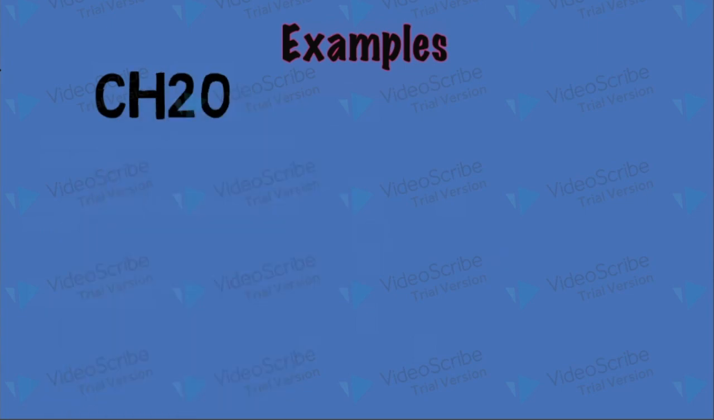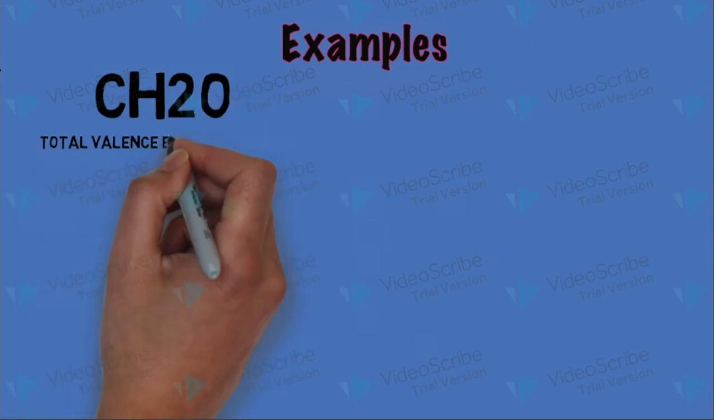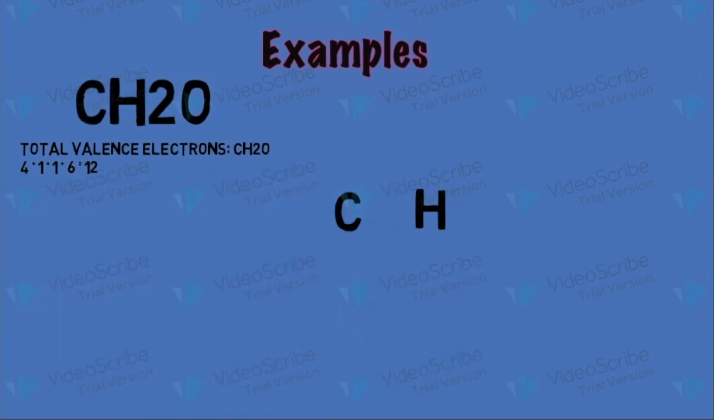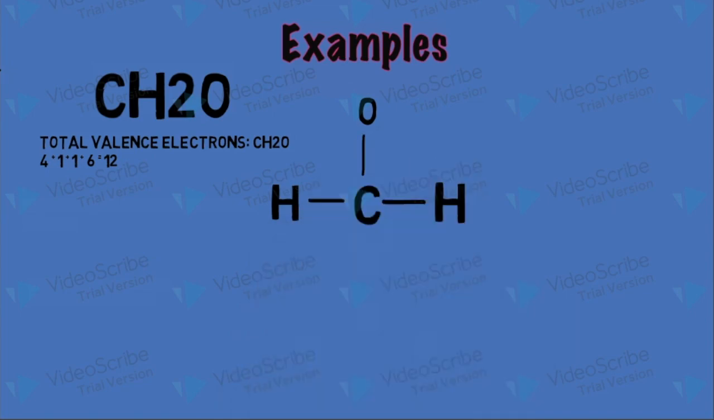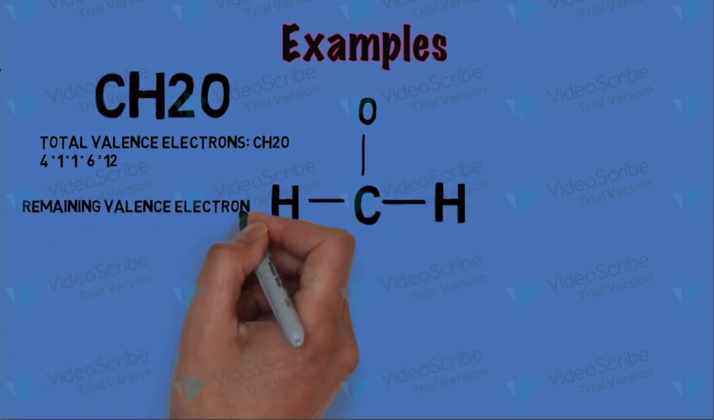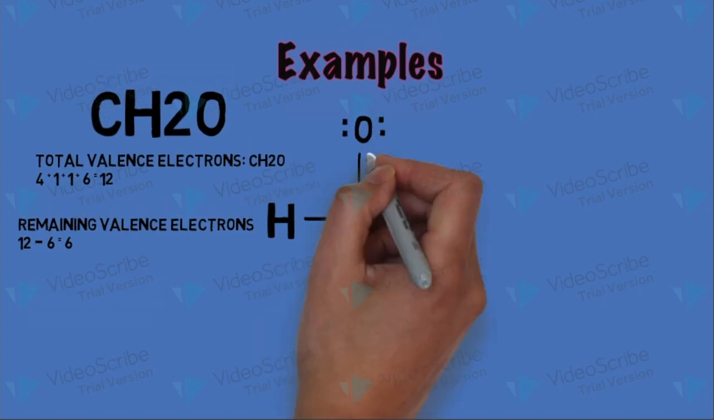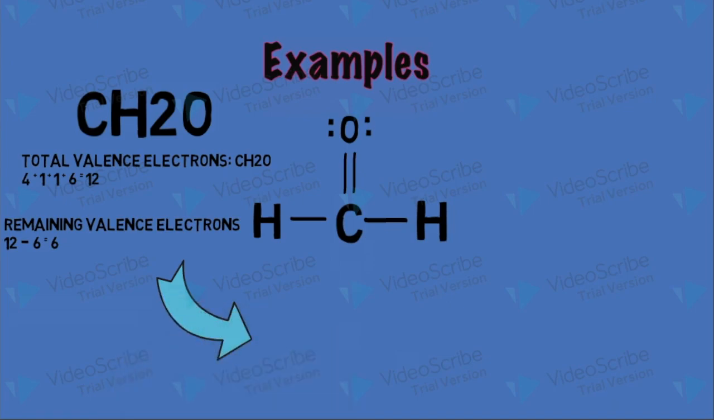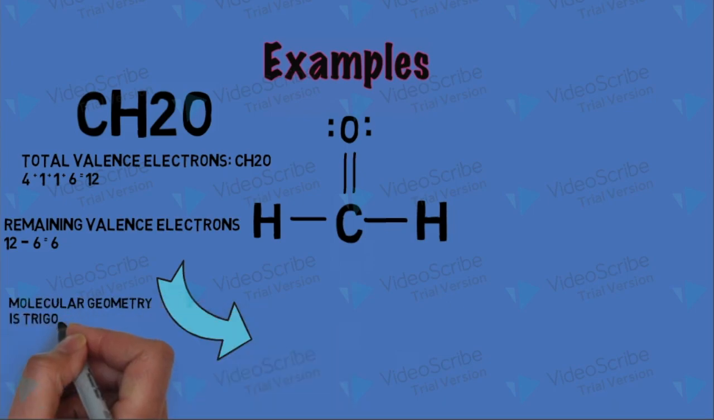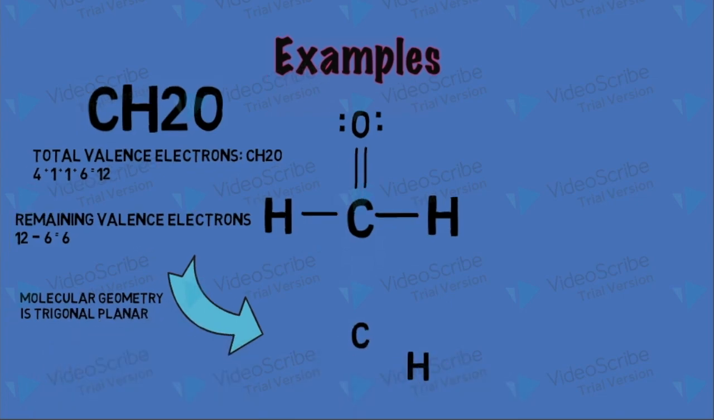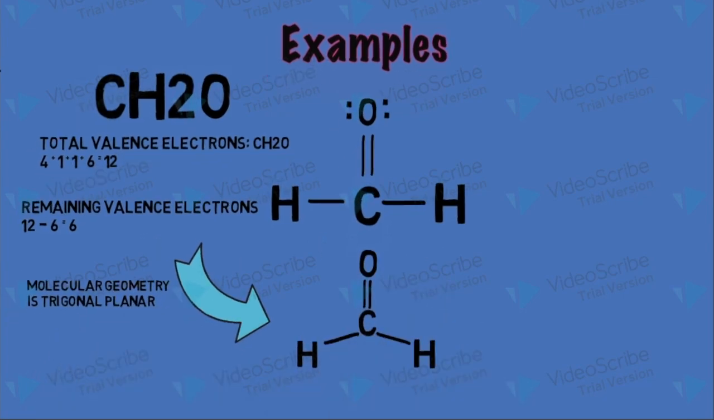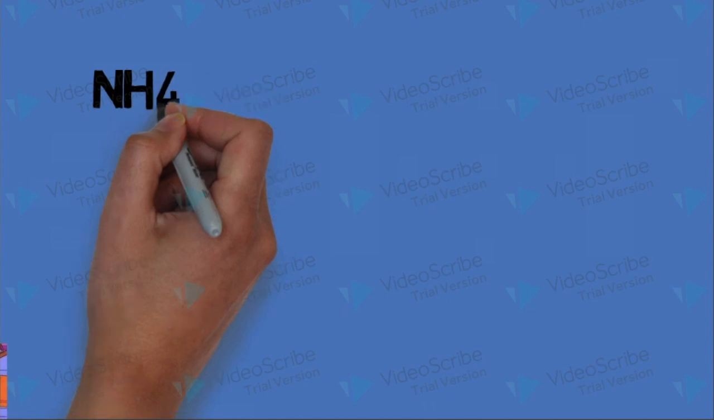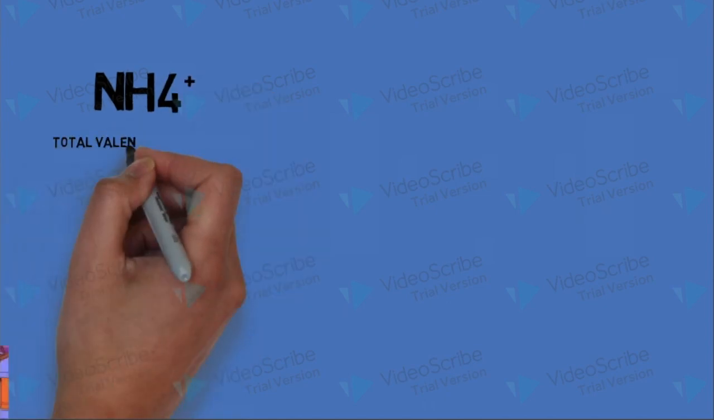Examples. First example is CH2O. Total valence electrons in CH2O will be 12 because 4 plus 1 plus 1 plus 6. Then you'll have the carbon in the middle and the hydrogens on the sides. The remaining valence electrons you'll have is 6 because you do 12 minus 6. This is your final example with the double bond on top and the oxygen having 2 valence electrons on each side. This is the molecular geometry of trigonal planar. It's just flipped because the hydrogens are on each side and the bonds are a little bent.